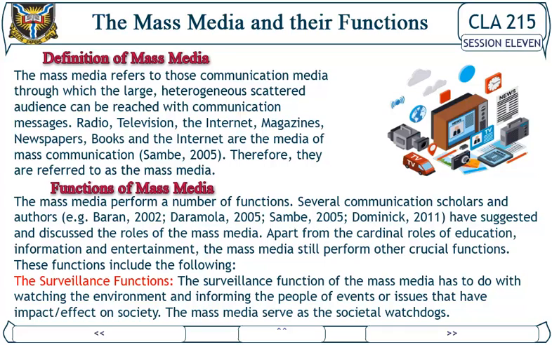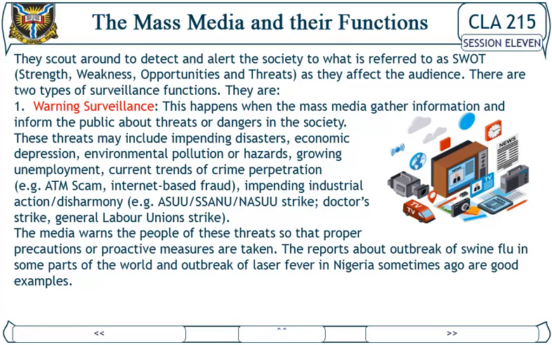The surveillance function. The surveillance function of the mass media has to do with watching the environment and informing the people of events or issues that have impact or effect on society. The mass media serve as the societal watchdogs. They scout around to detect and alert the society to what is referred to as SWOT: strength, weakness, opportunities, and threats, as they affect the audience.